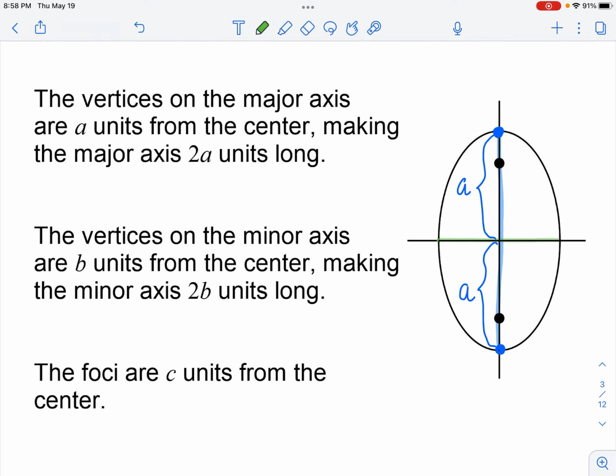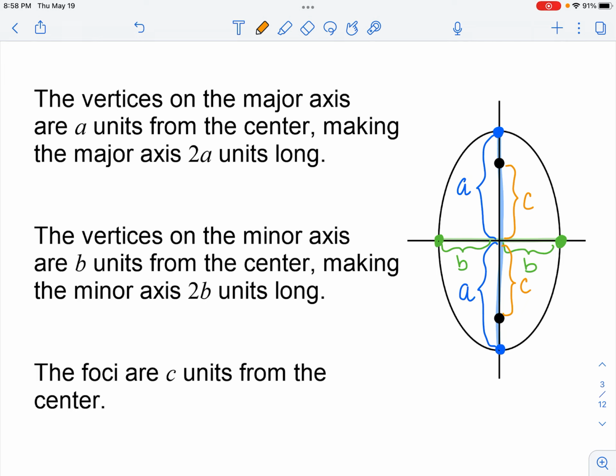Those vertices are right here and right here, two vertices. And those distances are B units from the center, making the entire minor axis 2B units long. The focus points, which are the two black dots that were provided to us, are C units from the center.